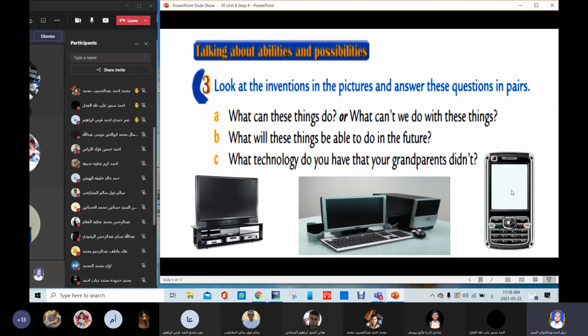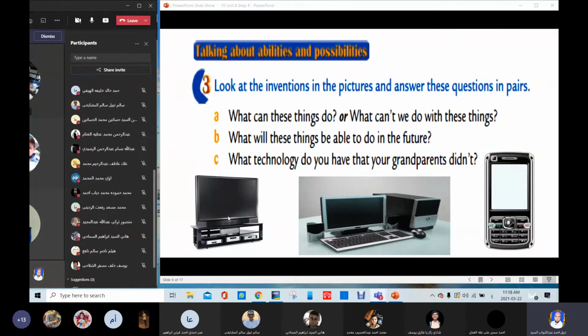Ala Atif, what can a mobile do? A mobile can help us contact people, keep in touch with people. A mobile phone can help us to make phone calls, to send messages. Yes, good. What can't we do with these things? Can you send a message with the TV? No, we can't send messages with the TV.